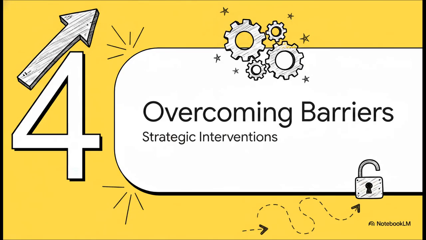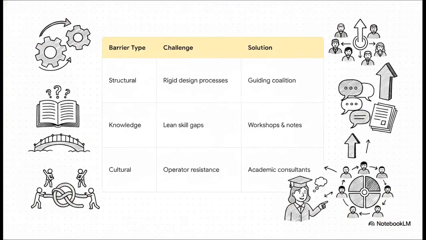Section 4. Overcoming VSM barriers. Strategic interventions. All right, so enough doom and gloom. How do we actually fix this? Thankfully, targeted strategic solutions can directly address these specific challenges. When we look at structural barriers, like rigid traditional design processes that leave absolutely zero room to evaluate better alternatives, the solution is to establish a strong guiding coalition of leadership to legally or structurally mandate VSM integration.